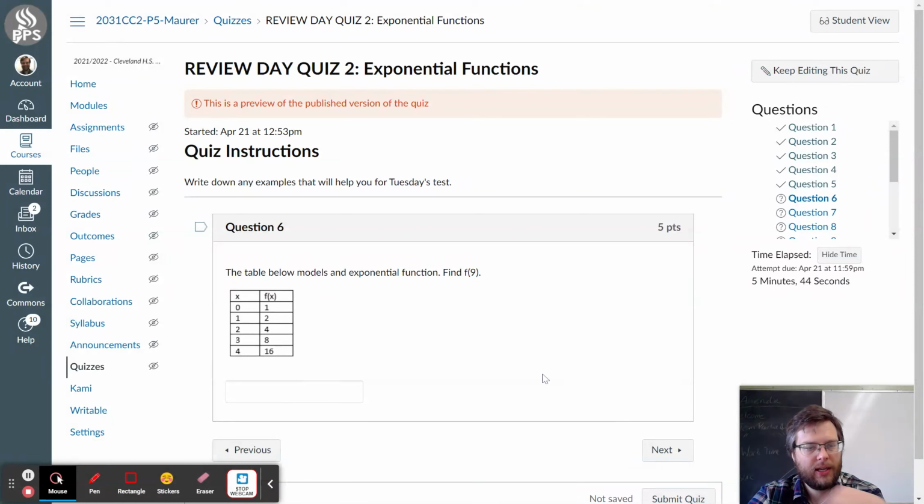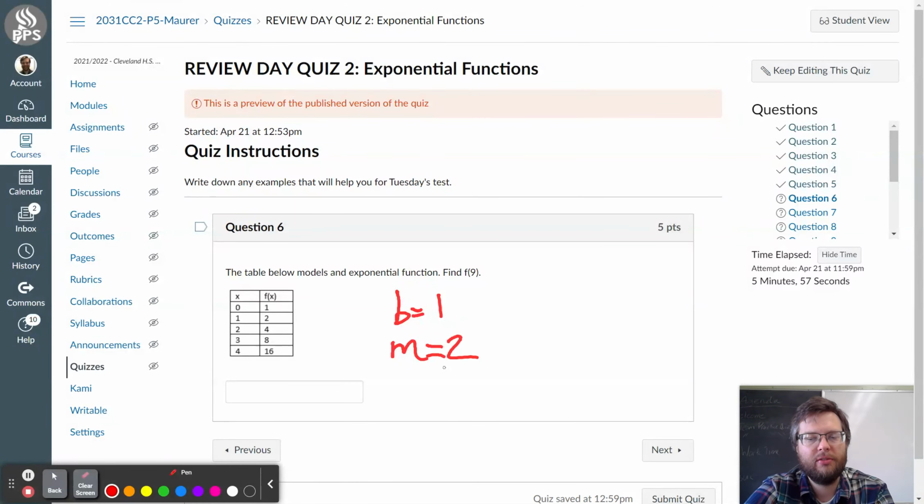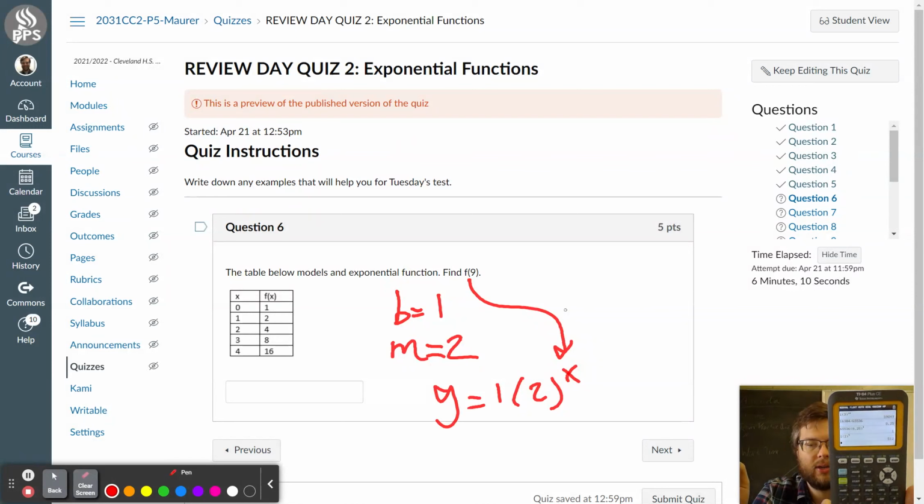All right, similar sort of thing here. This one's easier than the previous one, I think. The b value is 1 because that's the y value when x equals 0. The m value is 2 because each y value is twice as big as the previous one. So I write y equals 1 times 2 raised to the x and substitute x equals 9. 1 times 2 raised to the 9 gives me 512.